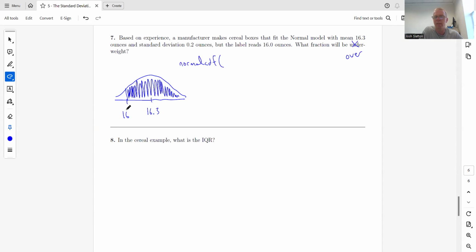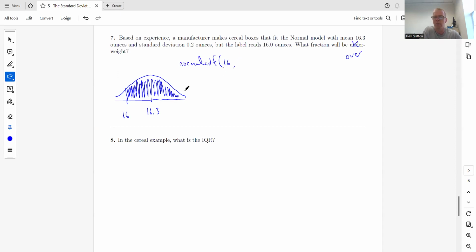The lower bound, the left side of the shaded area, is 16. What is the right side of the shaded area? Well, technically there is no right side. There is no end to this. This curve actually goes on forever. It just gets closer and closer to 0, but it never actually touches 0. So there is no end technically. But obviously when it gets closer and closer, you're not really contributing much more to the area.